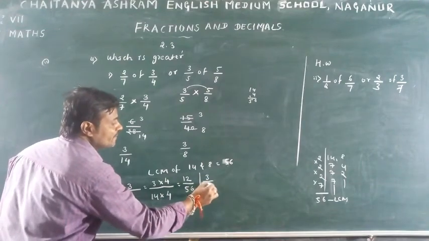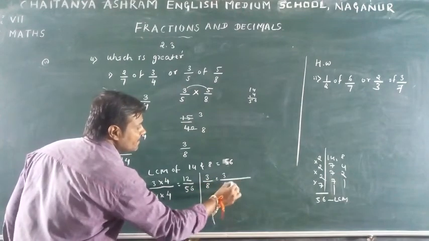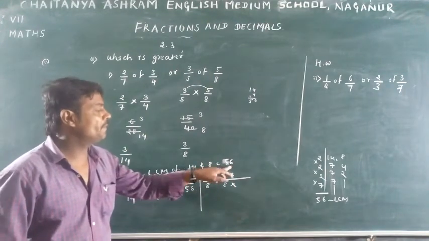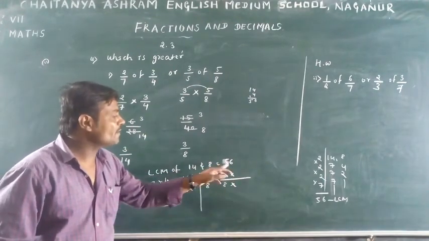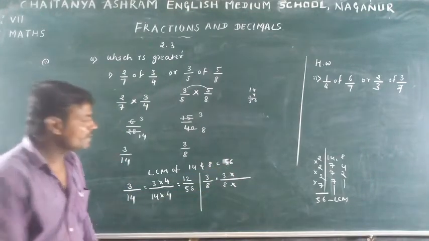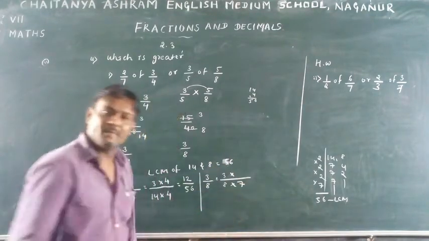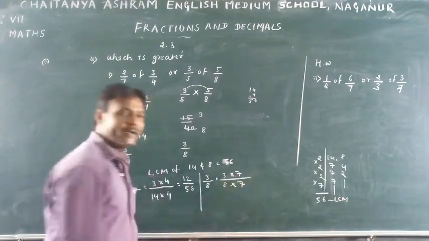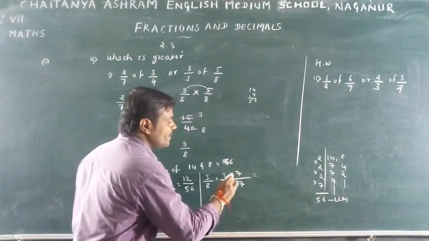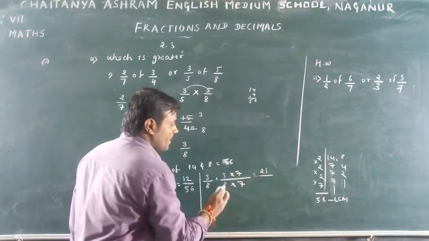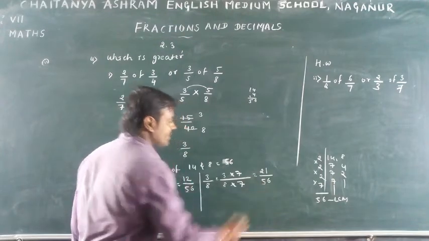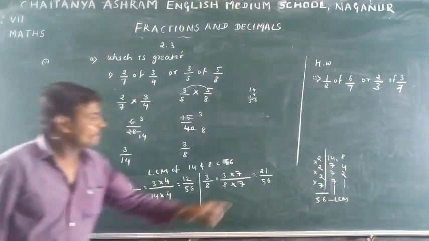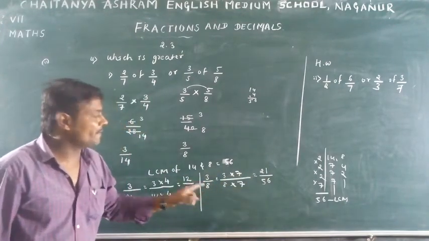Then take this one, 3 by 8. We convert this denominator into 56. 8 times how much is 56? Obviously 7, 8 sevens are 56. So multiply 7 to both denominator as well as numerator. Then 3 into 7 is 21, 8 into 7 is 56. So 12 by 56 is the same as 3 by 14, and 21 by 56 is the same as 3 by 8.